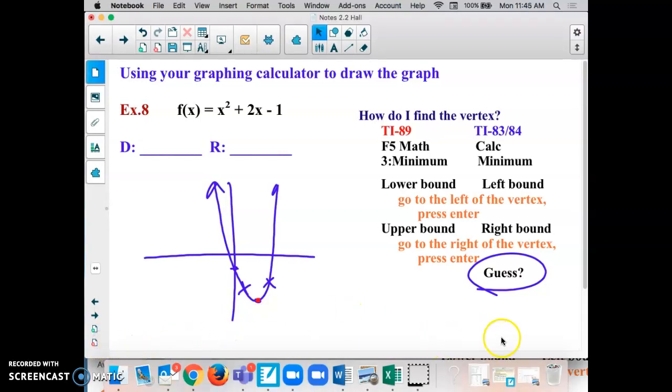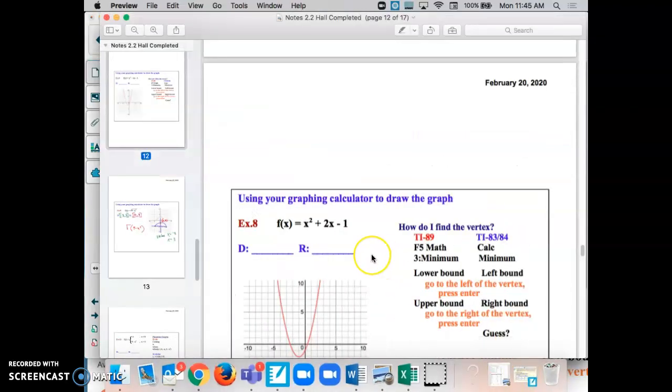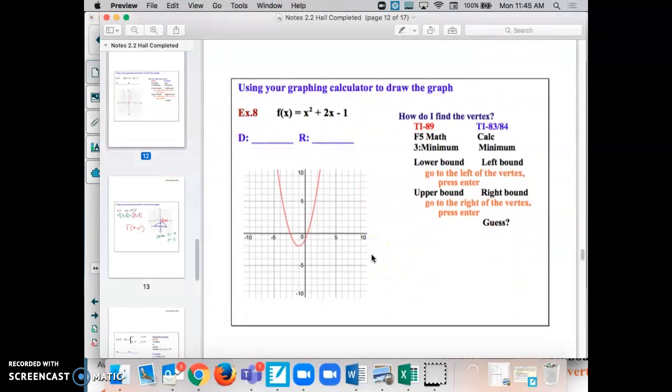So I went ahead and found the completed smartboard of this one. And there is the graph of that parabola. All right, you can see there's the graph of it. And it looks like after it guessed it, it looks like it will get the vertex at -1, -2. So the vertex right here is at -1, -2. So what's the domain?